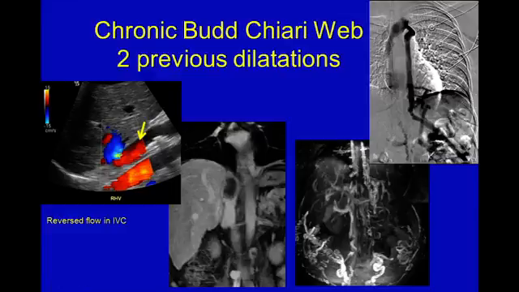Here's another patient, again with ultrasound flow. You can see the flow is actually reversed in the IVC, going away from the web. This patient had 2 previous dilatations. You can see here there's absolutely no flow in this portion of the IVC on the MRI. And when you inject this patient, you can see all these collaterals getting the blood back through the systemic circulation back to the heart.